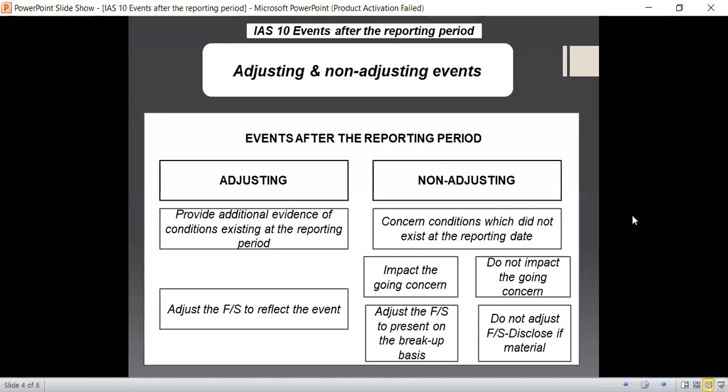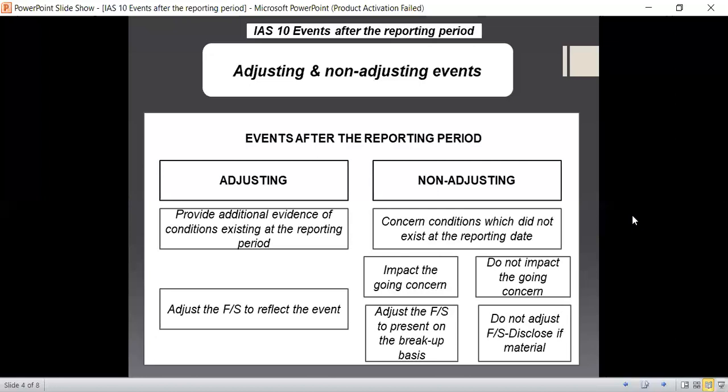For example, if a natural disaster happened after the year ending date, and the nature of that natural disaster is a material one, then a disclosure needs to be given in the notes to the financial statements. But if that disaster did not have any material impact, the amount is not a material one, then we simply ignore it. We do not need to disclose it in the notes to the financial statements.